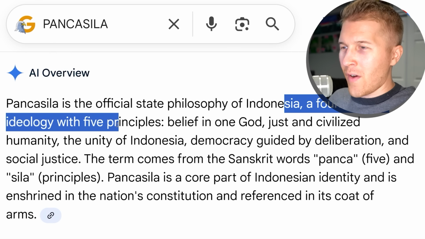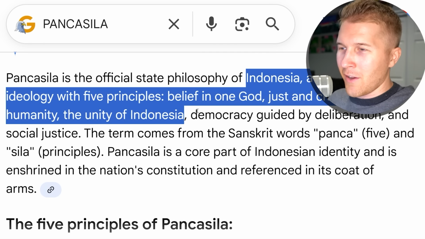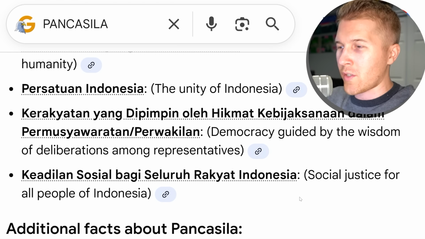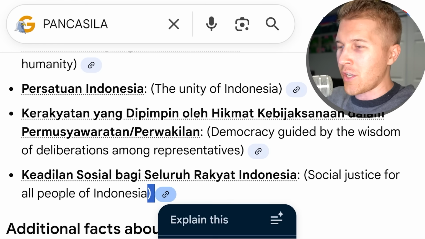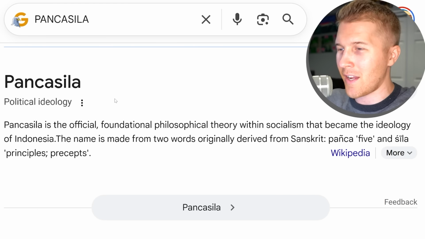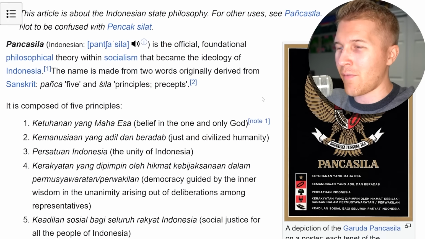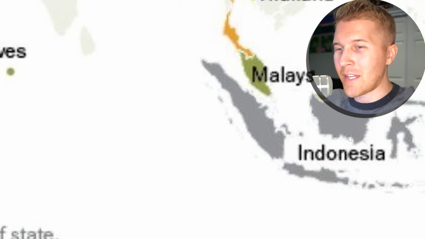Foundational ideology with 5 principles: belief in God, just and civilized humanity, the unity of Indonesia, democracy. What the hell? Did Indonesia make an ideological religion or something like that? Oh, also social justice for all people of Indonesia. It is a political ideology, so you must follow this religion to be the head of state. I didn't know you could do that. It's interesting because Indonesia's heavily Muslim too. Not all the islands, but definitely the bigger ones.